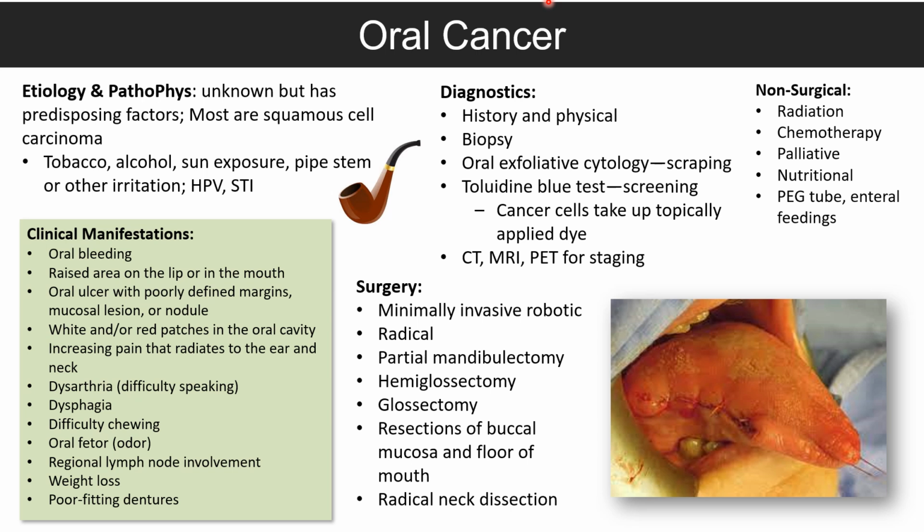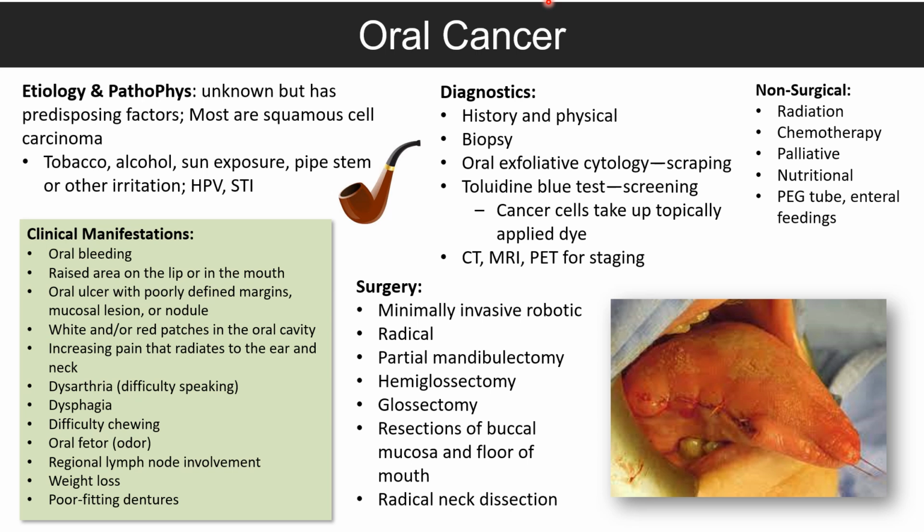There's a couple of different tests that can be run: scraping inside of the oral cavity and looking under the microscope. There's a toluidine blue test. They put a dye on those cells and they light up. And then CT, MRI, PET scan for staging to see if the cancer has spread anywhere else. So treatment-wise, remember, cancer, the first thing they're going to consider is surgery because we want to get it out of the body. That's, cut it out.